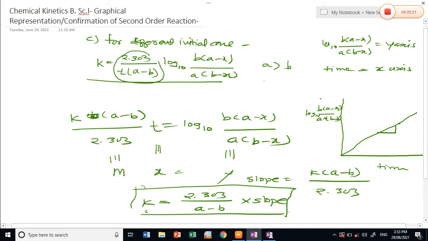So in this way you will get the rate constant. I hope all of you have understood this.